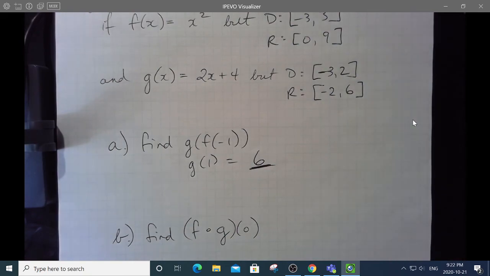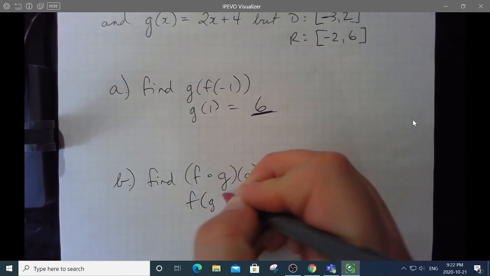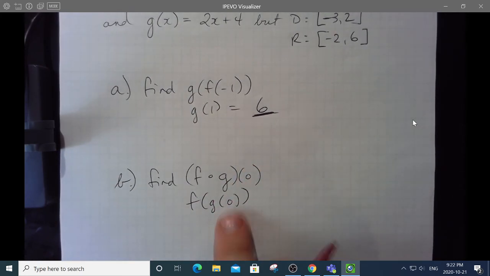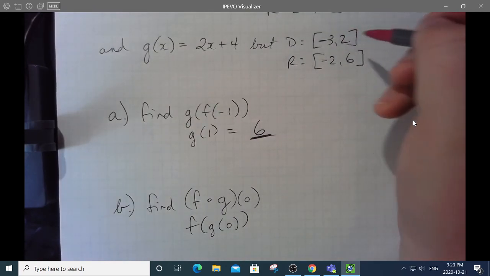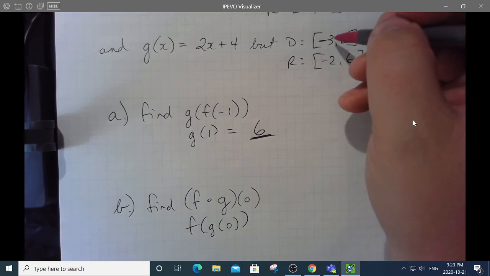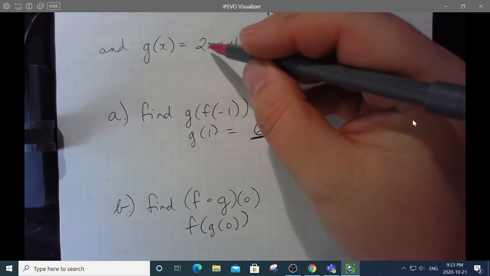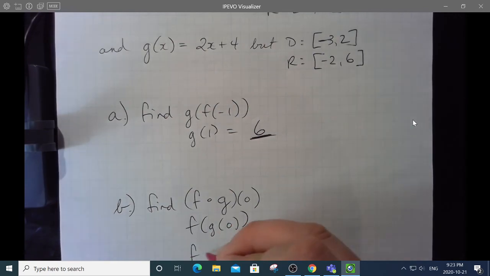No problems. That's a fairly easy one, I think. Next, find f of g of 0. Okay, what do we mean by f of g of 0? Well, we mean exactly that. In other words, find g of 0, take that answer and plug it into the f function. So g of 0, first of all, is 0 in my domain? Yeah, 0 is between -3 and 2, all good. So 2 times 0 is 0 plus 4 is 4. So this is like saying f of 4.